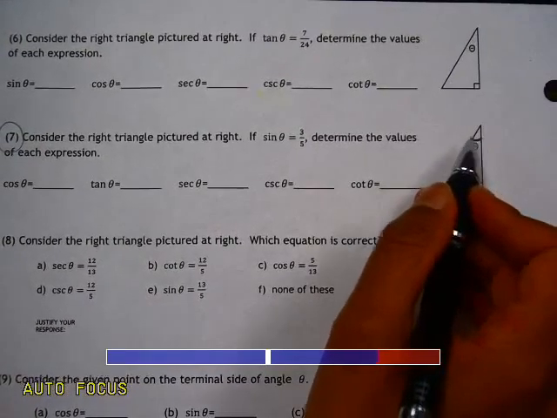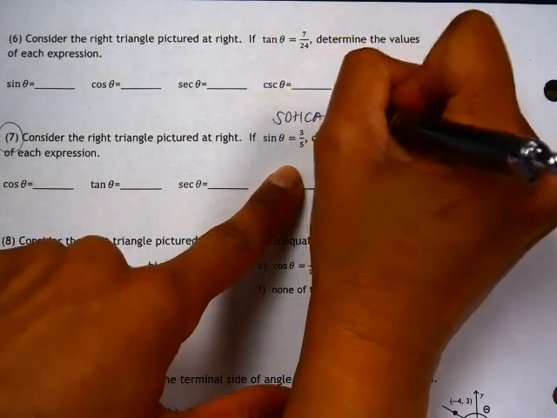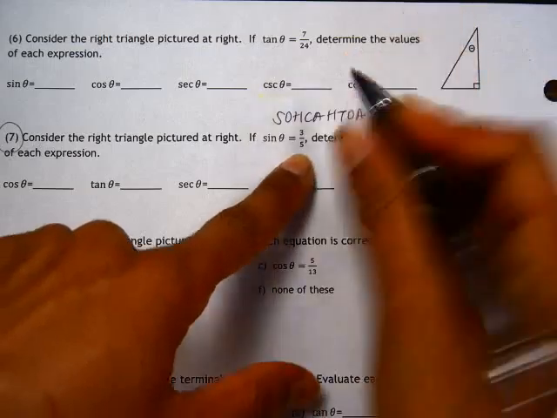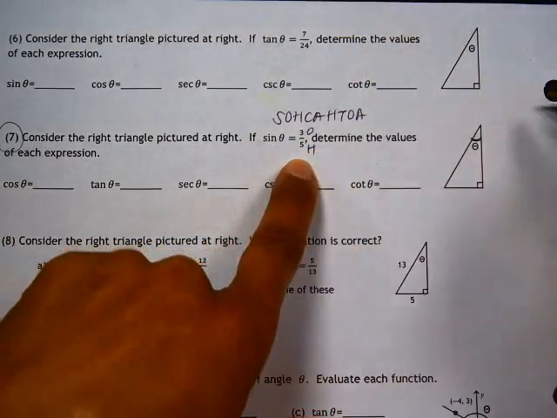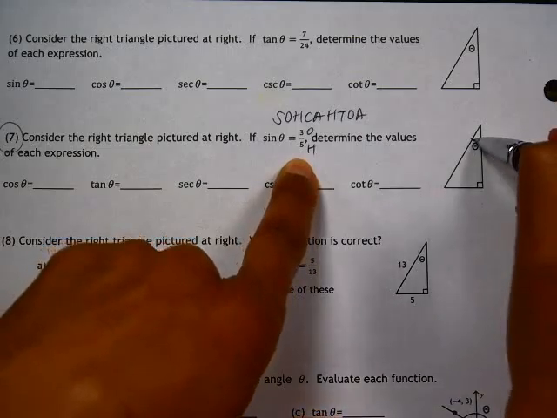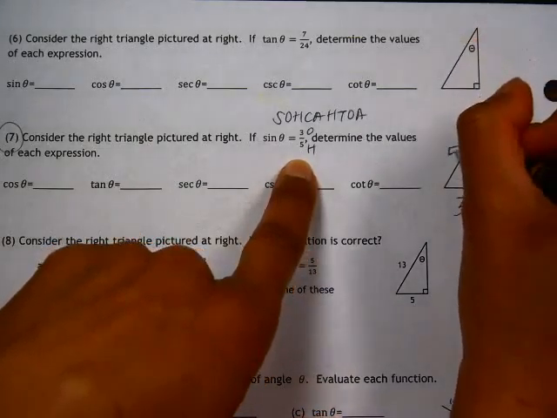If sine of theta is 3/5, we're going to be using SOHCAHTOA. Sine of theta is the opposite over the hypotenuse relative to this angle theta. So opposite is 3, hypotenuse is 5.